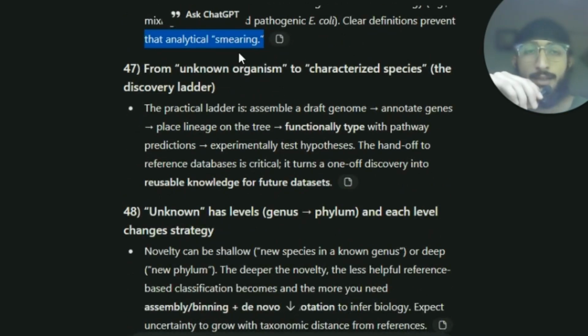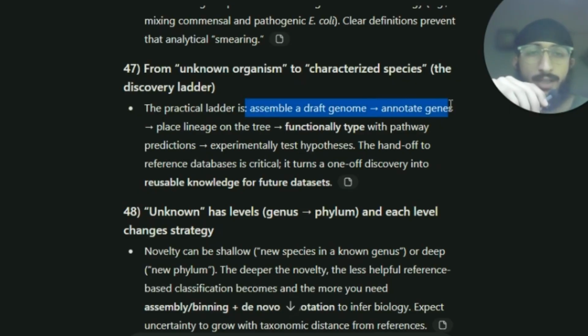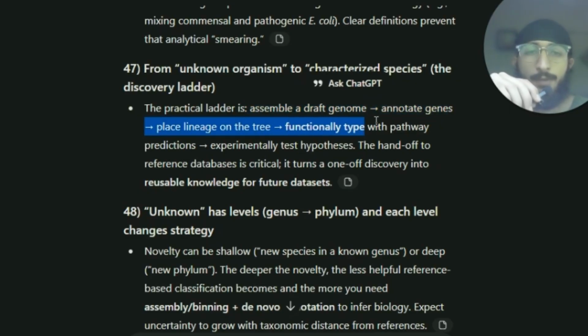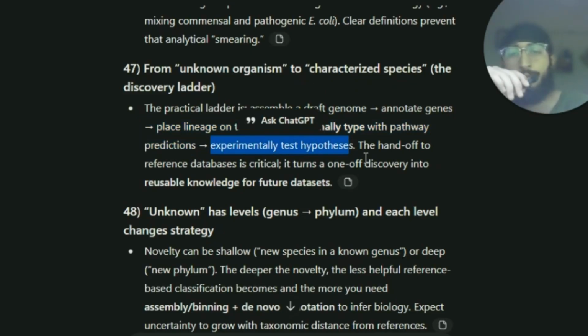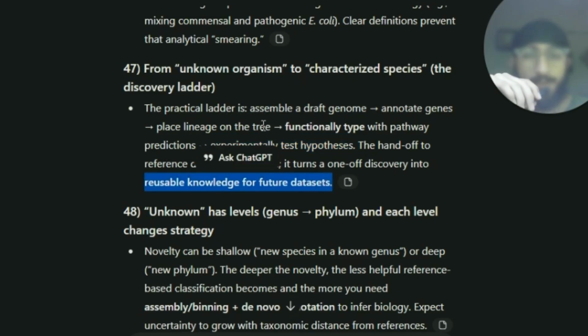From unknown organism to characterized species, the discovery ladder. The practical ladder is: assemble a draft genome, annotate genes, place the lineage on the tree, and then functionally type with pathway predictions, then experimentally test the hypothesis. The handoff to reference databases is critical. It turns a one-off discovery into reusable knowledge for future datasets.